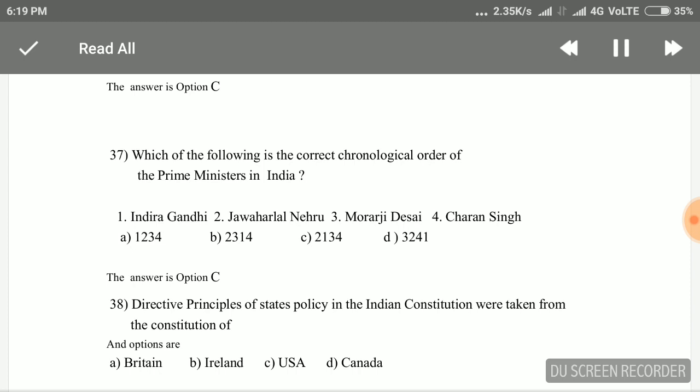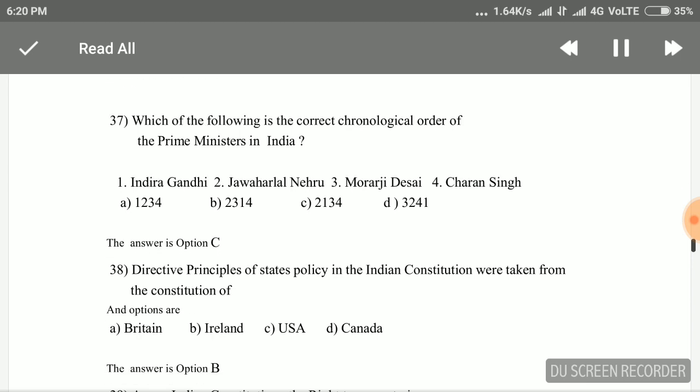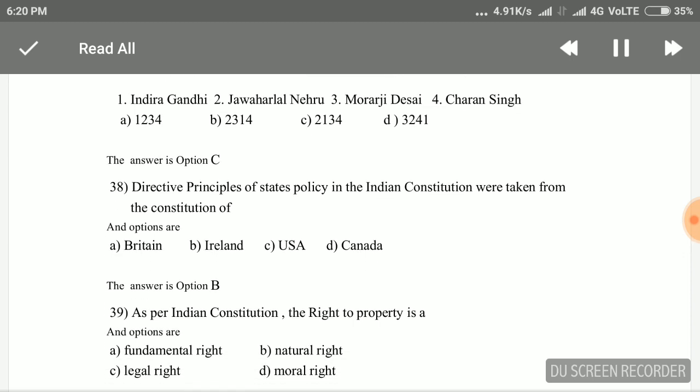38. Directive principles of state policy in the Indian Constitution were taken from the Constitution of. Options are A. Britain. B. Ireland. C. USA. D. Canada. The answer is option B.